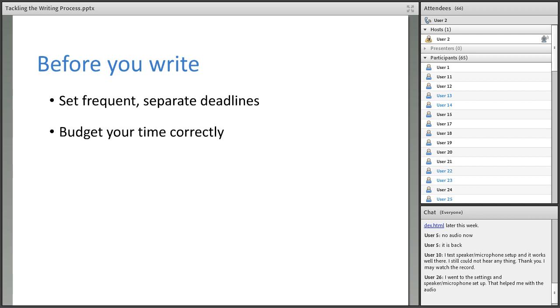Budget your time in a way that will allow you to get in the right frame of mind to start writing. If you think you need 30 minutes for a specific writing task, add 10 or 15 minutes for mental preparation.